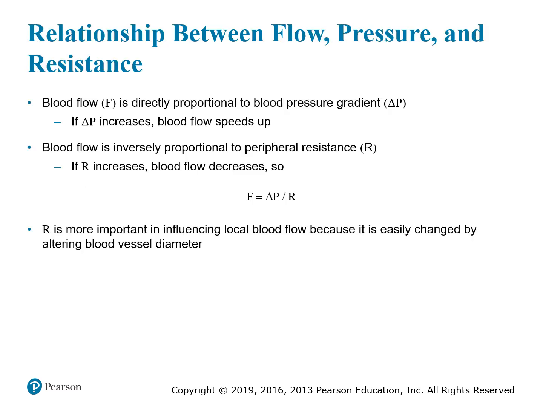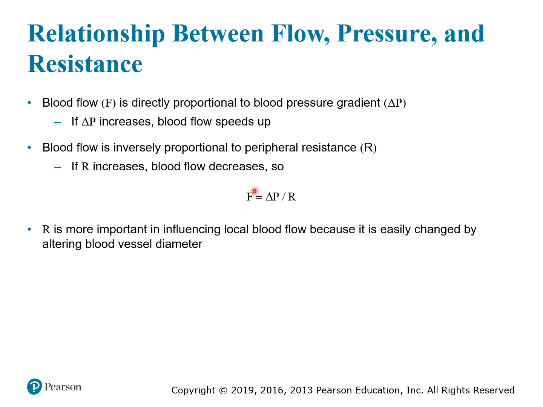Now let's see what is the relationship between the flow and the pressure and the resistance. We went over the definitions. Now blood flow is directly proportional to the blood pressure gradient. Okay, the more the blood flow, the more the blood pressure gradient. What is blood pressure gradient? It is the difference in the hydrostatic pressure of the blood in the arteries. So if the pressure gradient increases, blood flow speeds up. Okay, so blood flow is inversely proportional to the peripheral resistance, right? So if resistance increases, blood flow decreases.